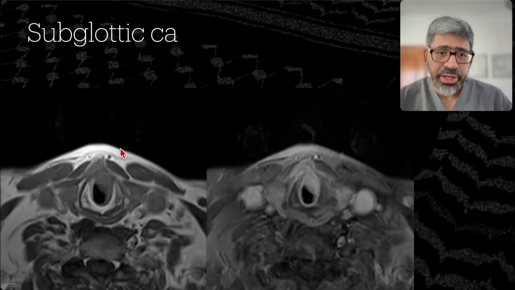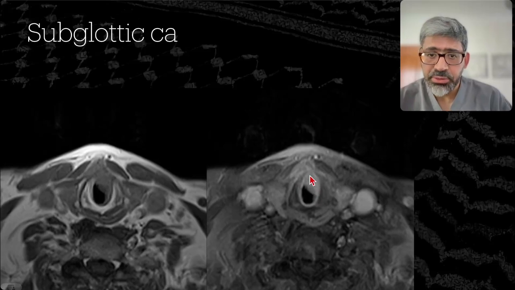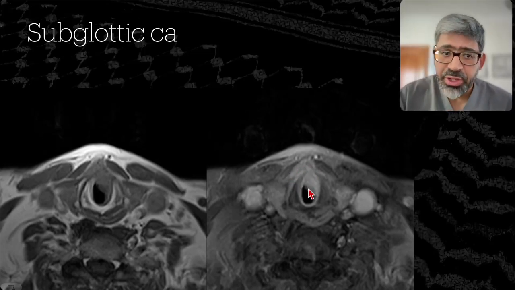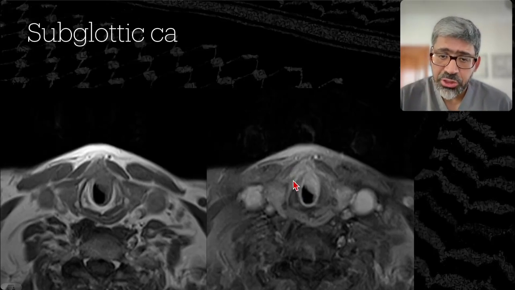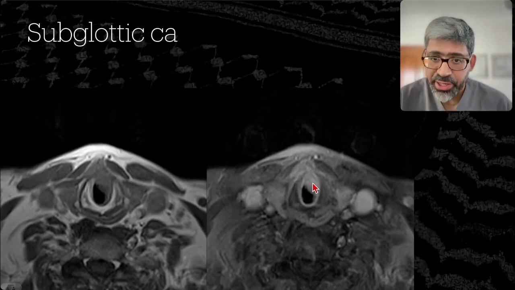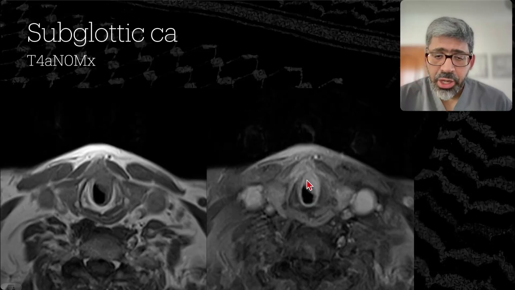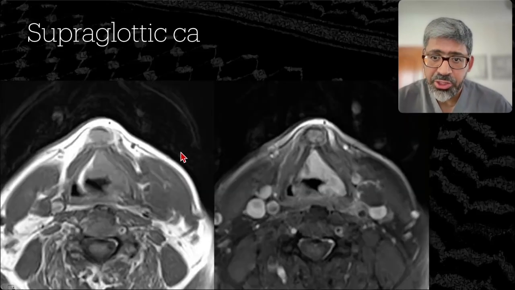So this is a subglottic cancer, and you can see the lobulated mass, which shows contrast enhancement. What you can see here is the extralaryngeal component of the mass that goes deep to the strap muscles. Now, this could be through invasion of the cricoid cartilage, or through the cricothyroid ligament. You can see here that the extralaryngeal component of the mass has similar signal intensity to the intralaryngeal component, which tells you this is actually tumor extension rather than peritumoral inflammation.